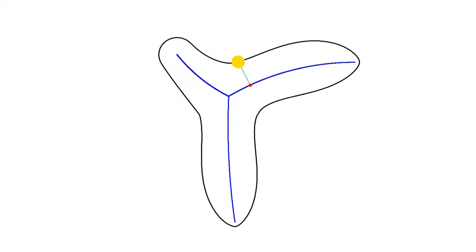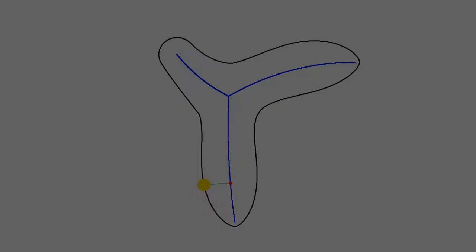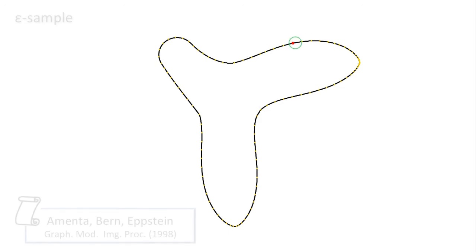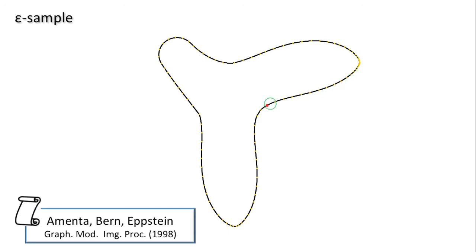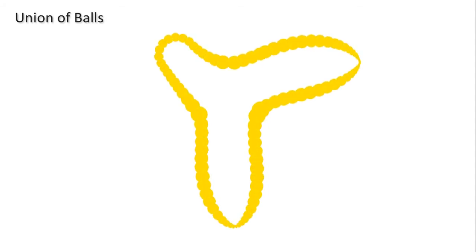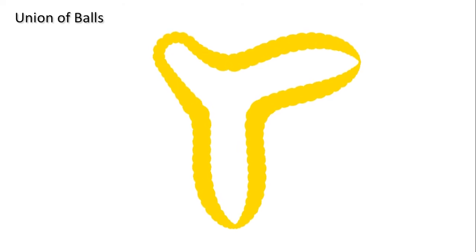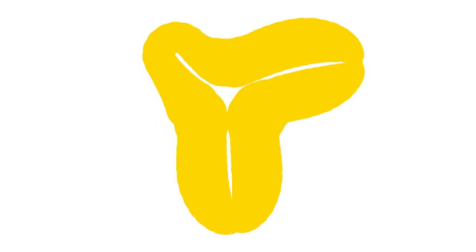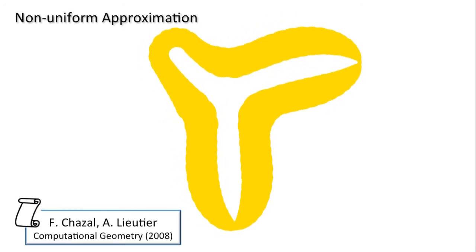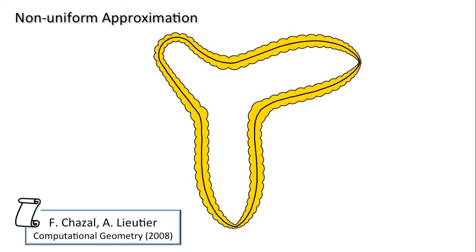At any surface point, the ball of radius epsilon times the local feature size is called an epsilon ball. A set of surface points is called an epsilon sample if it hits every epsilon ball. Starting with an epsilon sample as input, we place at each sample an epsilon ball scaled by a factor of delta. For appropriate values of epsilon and delta, the union of such balls yields a good approximation of the surface. In particular, the inside and outside boundaries of the union of balls are isotopic to the surface.